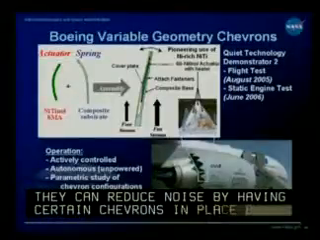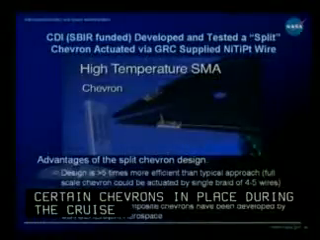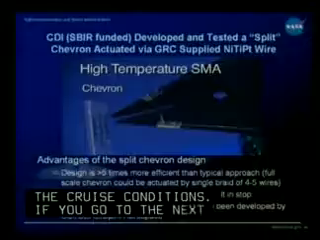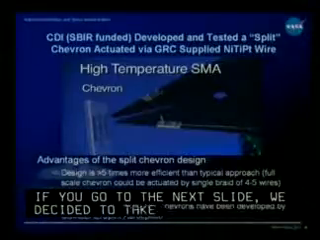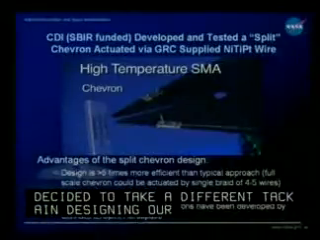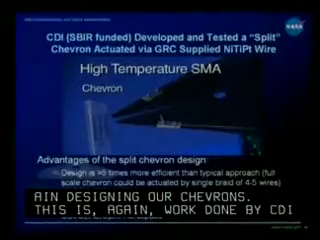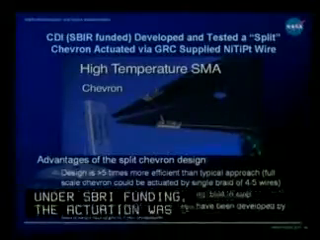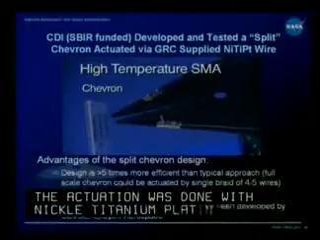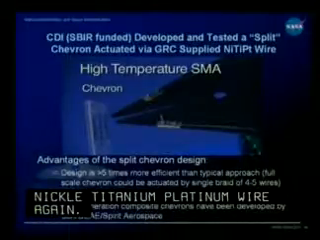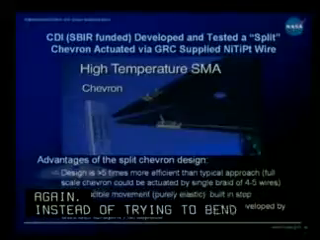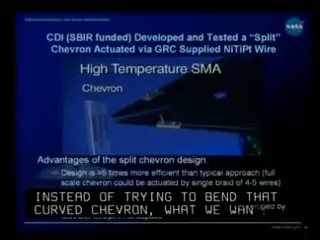Now, if you go to the next slide, we decided to take a different tack in designing our chevrons. This is, again, work done by CDI under SBIR funding, and the actuation was done with nickel titanium platinum wire, again, one of the high-temperature shape memory alloys. Instead of trying to bend that curved chevron, what we wanted to do is reduce the stiffness, so we put a cut into it. Very simple thing to do.